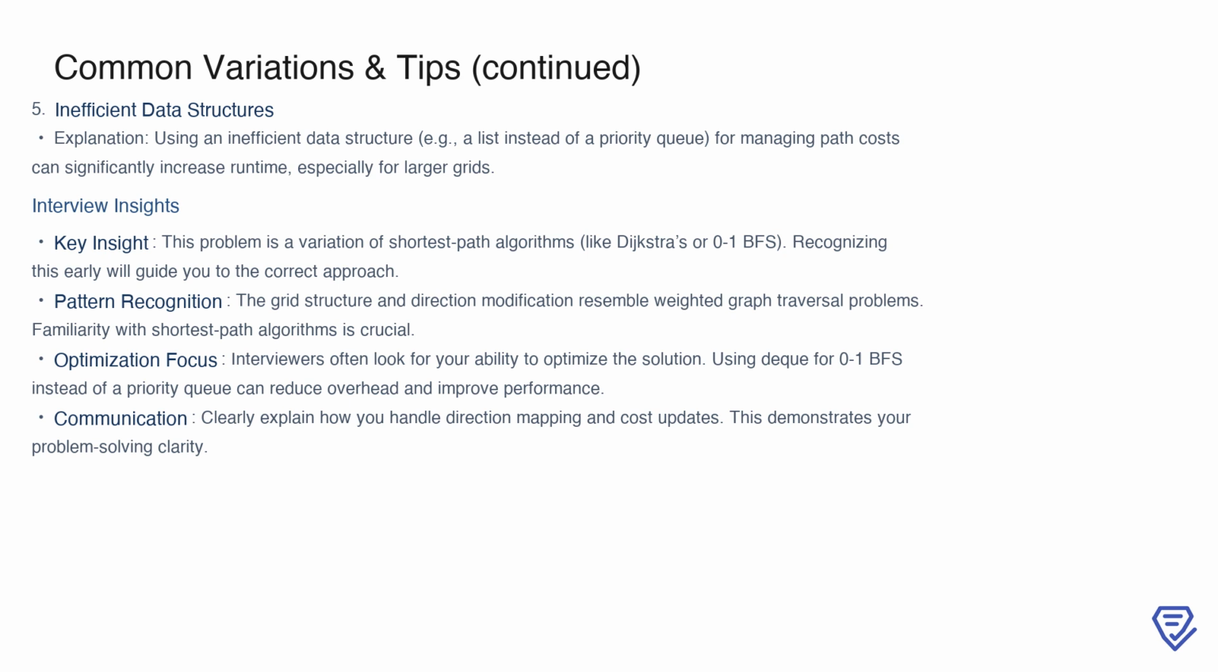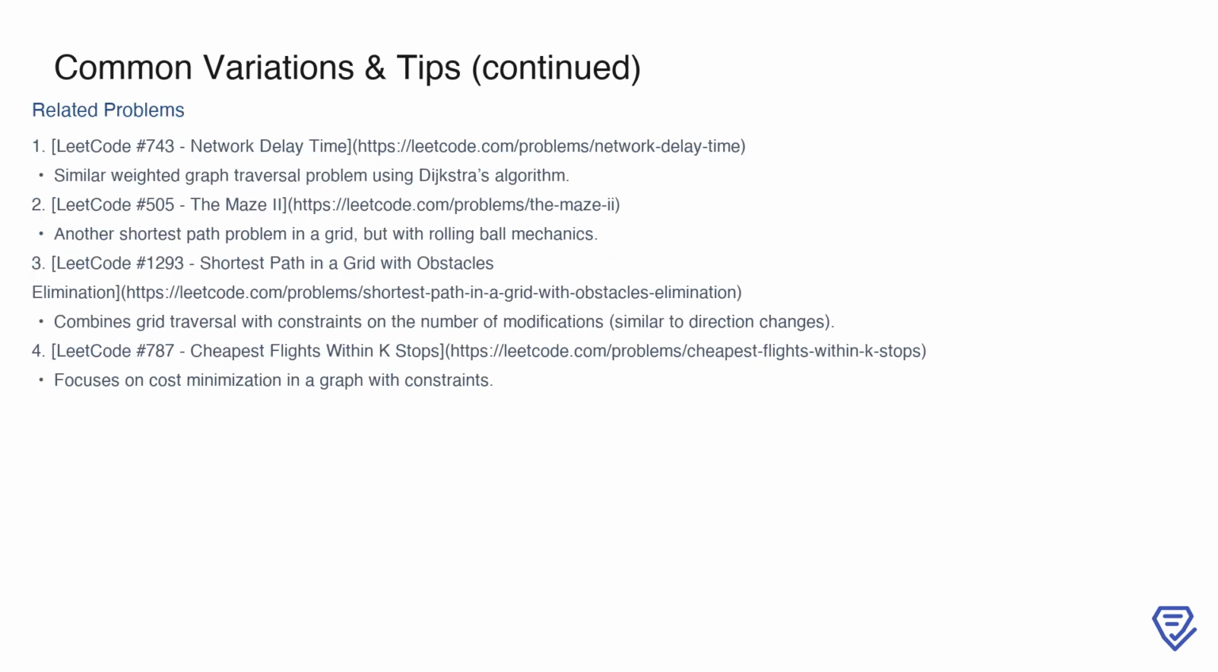There are several related problems that can help deepen your understanding of this topic. For example, LeetCode number 743, Network Delay Time, is another weighted graph traversal problem that uses Dijkstra's algorithm. Similarly, LeetCode number 505, The Maze 2, involves finding a shortest path in a grid, but with an interesting twist, it uses rolling ball mechanics.